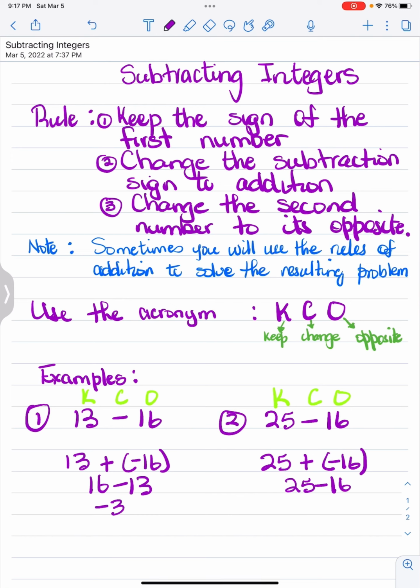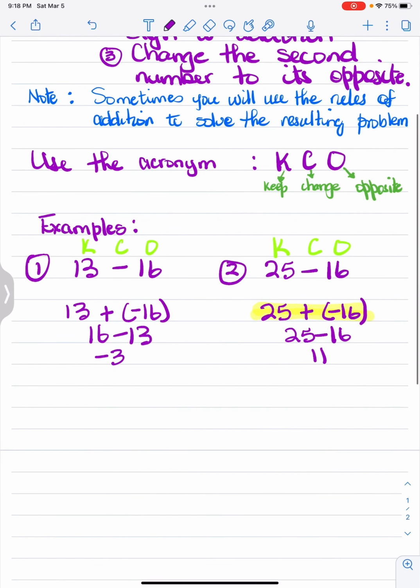Look back at your numbers and know that the absolute value of 25 is 25. The absolute value of negative 16 is 16. 25 has the larger absolute value. So my answer is going to be positive. Let's look at another example. So we'll look at a few examples.